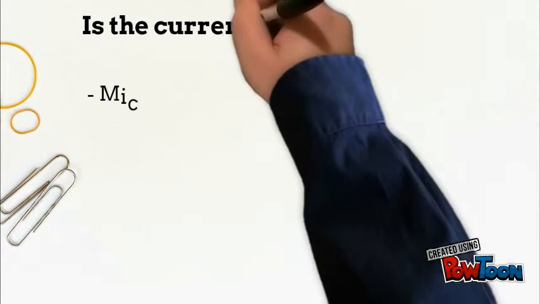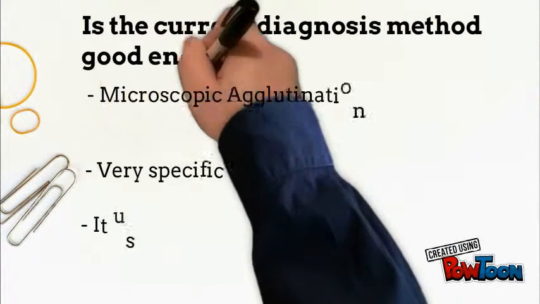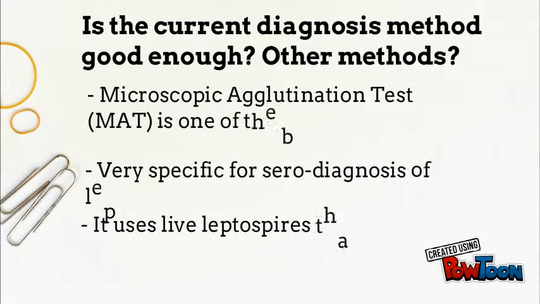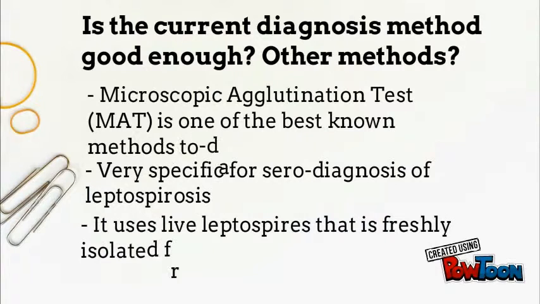Is the current diagnosis method good enough? Are there any other methods? Our answer to that is the microscopic agglutination test is still one of the best known methods to date. This method is very specific for serial diagnosis of leptospirosis, and it uses live samples that are freshly isolated from the patient as well.